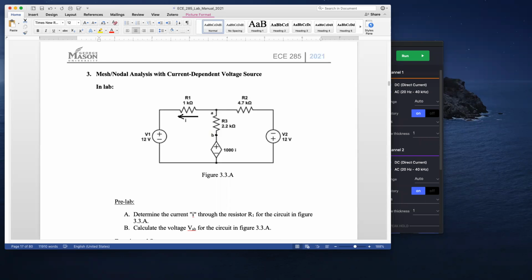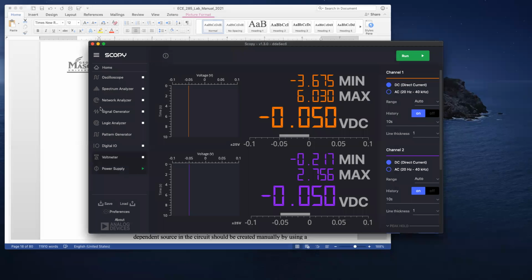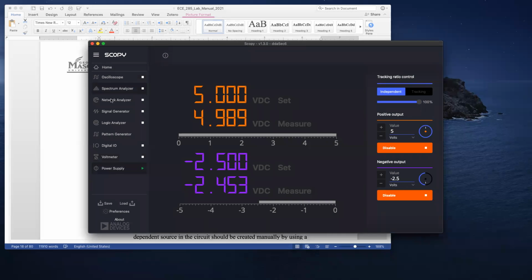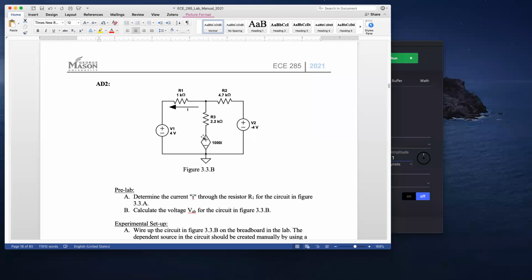And now part 3 is a harder one to do. The objective of this portion is to simulate a dependent source. Our dependent source will be manually controlled. So V1 and V2 will be set using our power supply, but we are supplying a third voltage source. The way we do that is by converting one of our signal generators into a constant voltage. So you're essentially making a DC power supply using your signal generator.